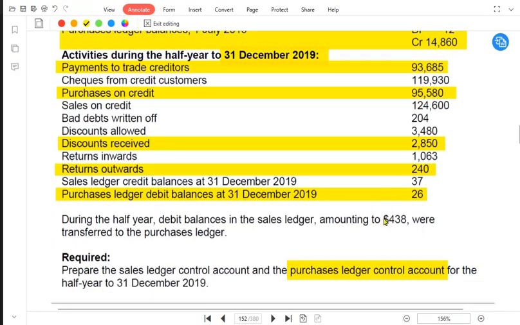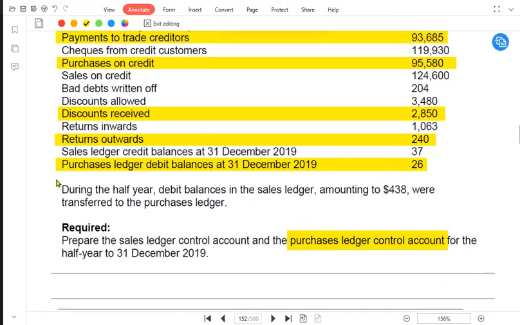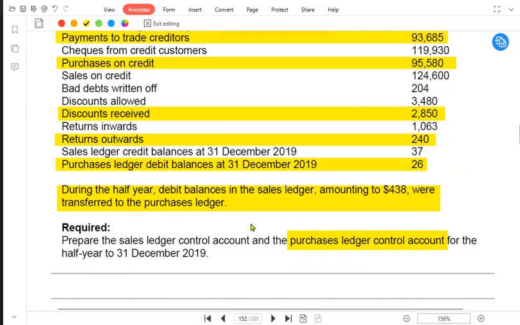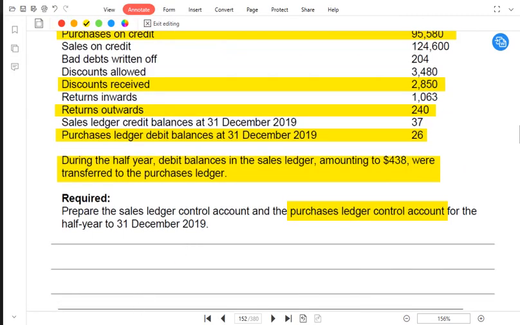So there is also one more transaction, and that is contra. During the half year, debit balance in the sales ledger amounting to 438 was transferred to purchase ledger. So beta, if we are transferring sales ledger to purchase ledger, this means it's a contra transaction, and for that purpose we need to debit the PLCA. So the PLCA is going to be debited and the reference would be contra SLCA. Then beta, we need to balance this account.